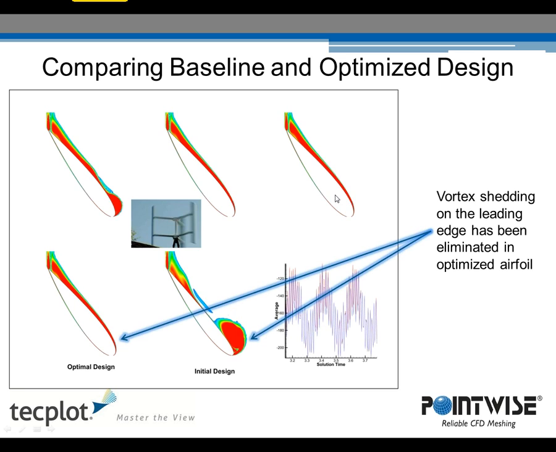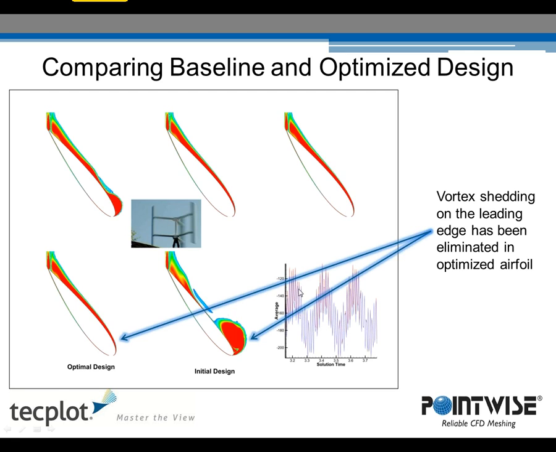Now we're looking at 3 generations. This is the initial design and the optimal design. We're looking at 3 intermediate designs. And one of the key things that comes out of this analysis is you can see that there's some vortex shedding off the leading edge of the airfoil. And that's leading to additional drag. Now again, we're not trying to optimize drag in this context. We're trying to optimize lift.